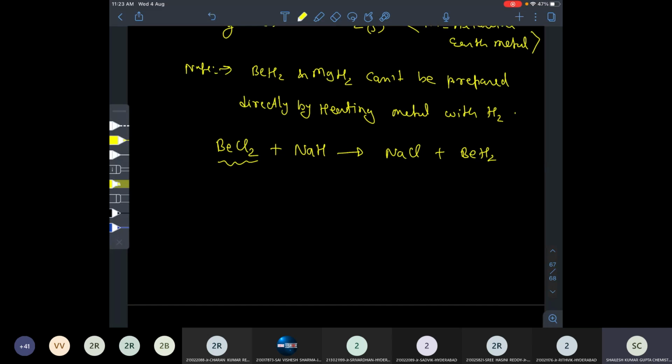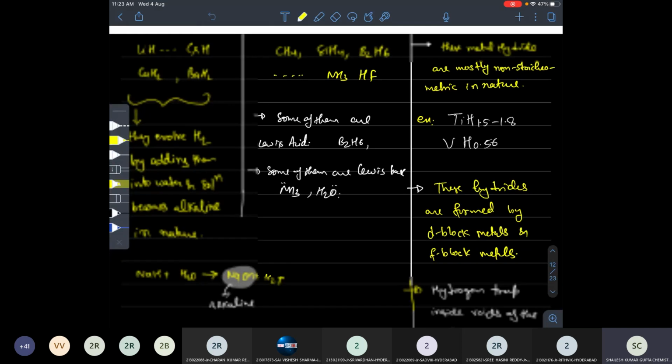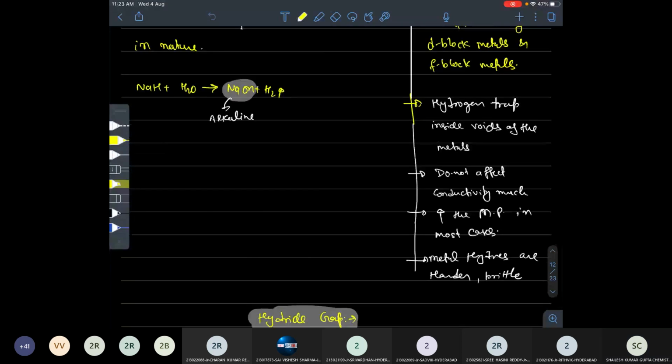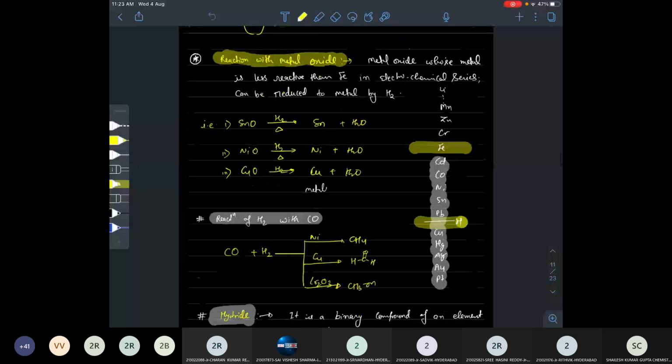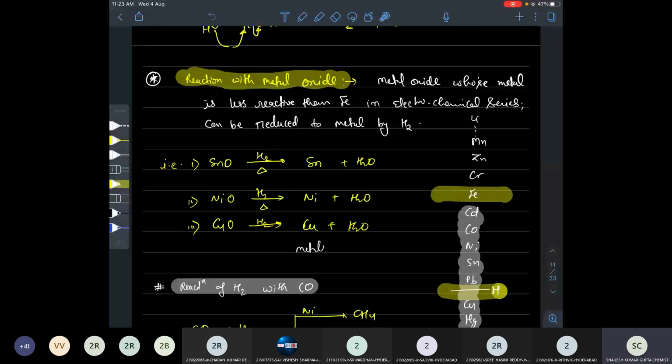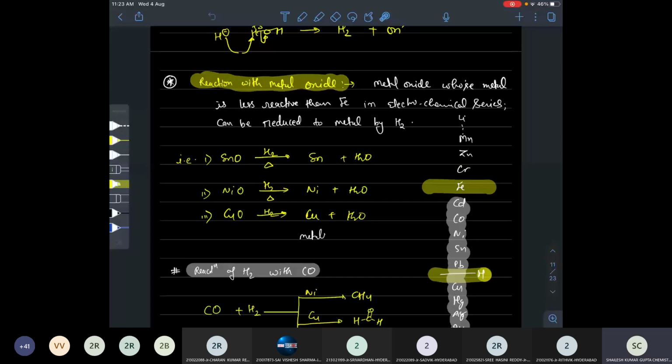The other possible reaction, many other reactions are there, but I'm not so much interested in that. Some reactions which occur in metallurgy and which are important for us is this. Please make a note. Reaction with metal oxides. But please understand this. Metal oxide whose metal is less reactive than iron, less means these metals, right? In the electrochemical series, can be reduced to metal by hydrogen. Less reactive than iron, they can be reduced.